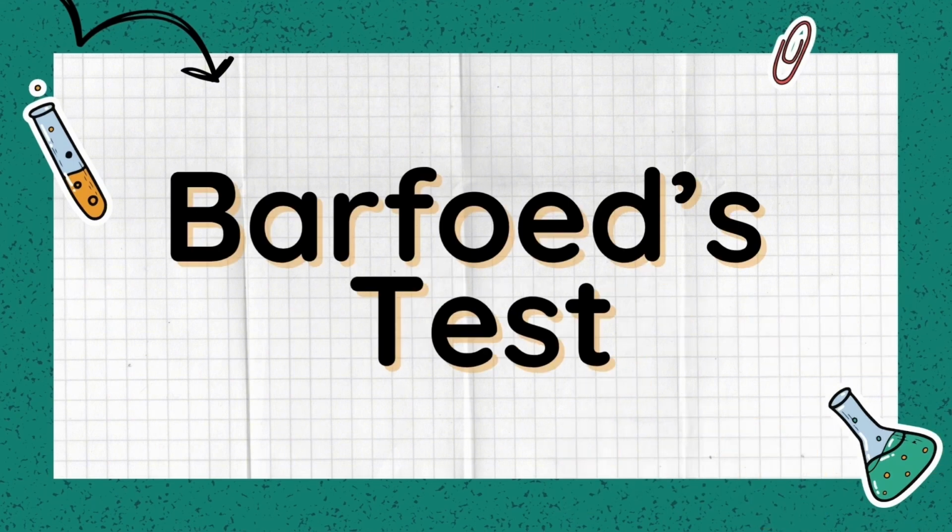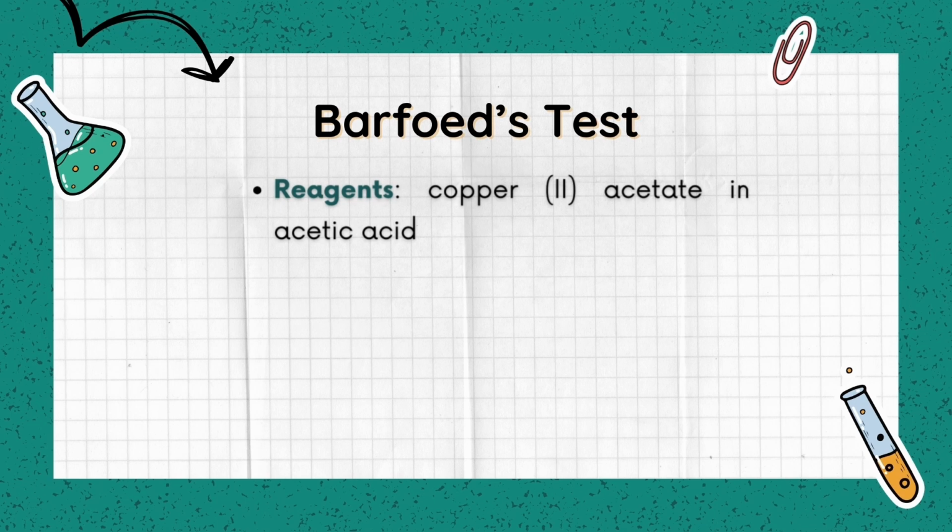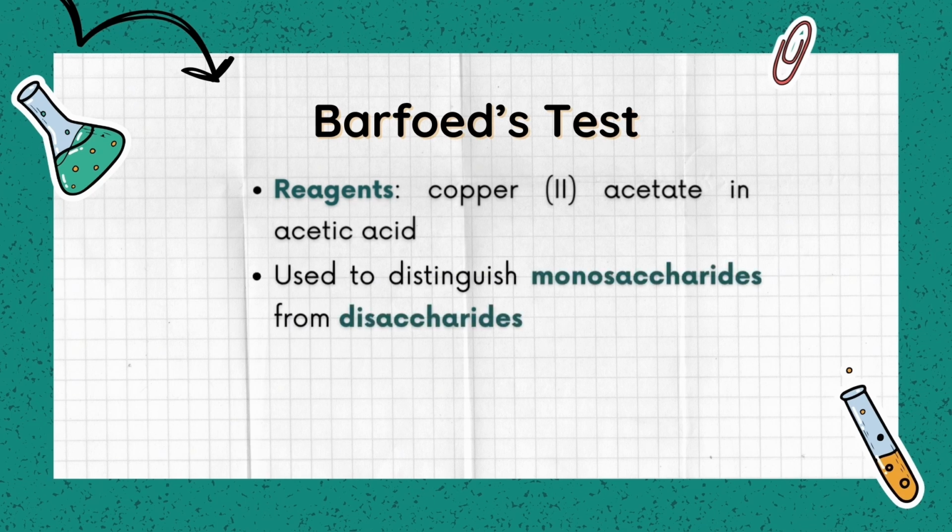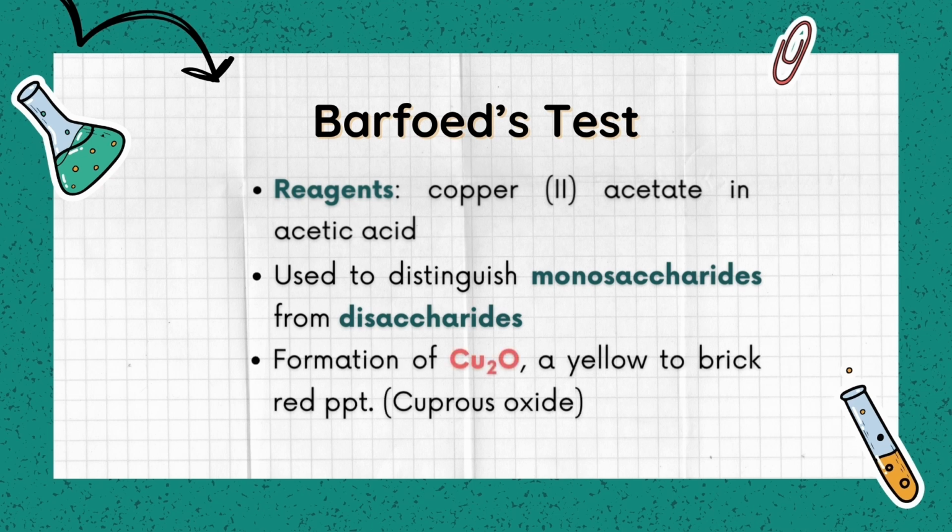Next on our list is the Barfoed's test, which is, yet again, another test for reducing sugars. This time around, the reagent we're using is the copper 2 acetate and acetic acid. This is usually used to distinguish monosaccharides from disaccharides, based on whether or not the sugar can reduce the copper ions in the copper 2 acetate to form the cuprous oxide precipitate. However, if boiled for long enough, the disaccharides can actually hydrolyze into its monosaccharide components, which would then react with the copper acetate to form the cuprous oxide.